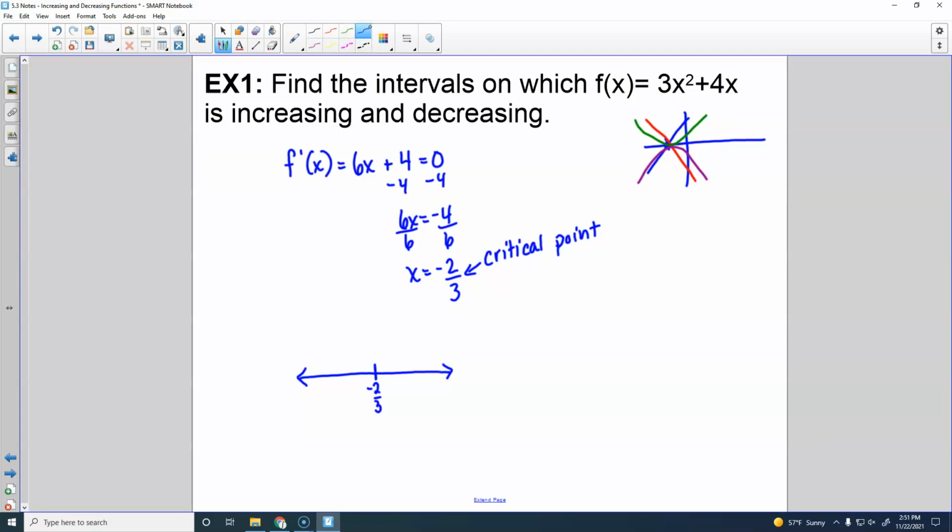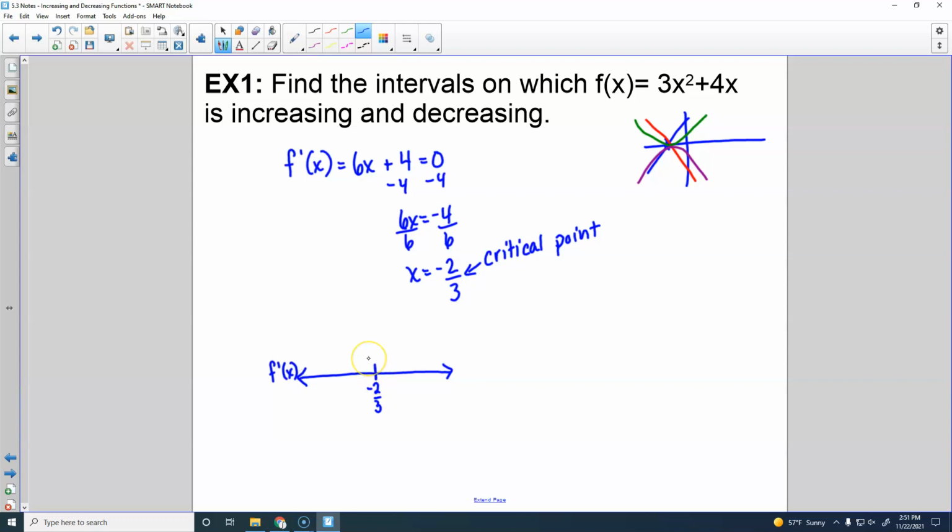So we're going to make what is called a sign line. And so we're going to make a number line, and we're going to put our critical points on here. Now this is going to be a super simple one because we only have one critical point. A lot of them are going to have more than one critical point. So, and we are going to label this f prime of x. We're worried about the derivative here, which is going to tell us something about the original function.